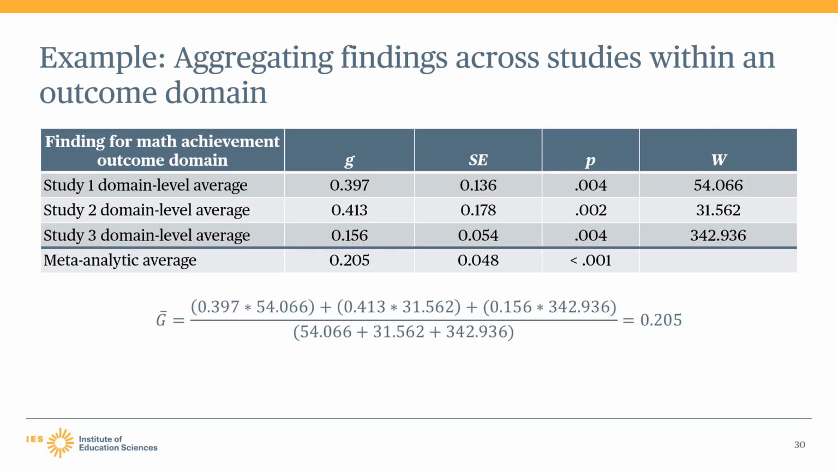Using the equations shown on previous slides, the meta-analytic average then can be calculated as 0.205 with a standard error of 0.048. These findings then can be used to assess whether the meta-analytic average is statistically significant or not.